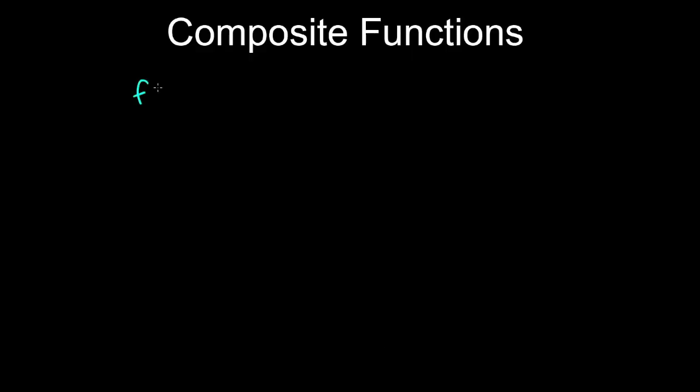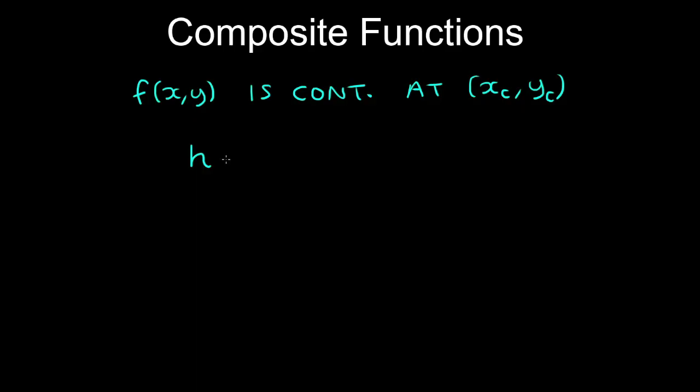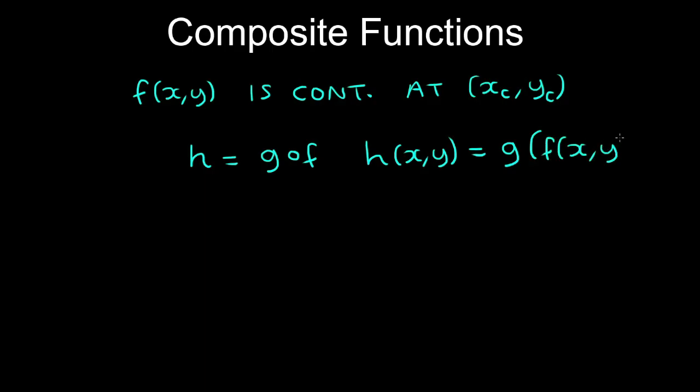If a function f of two variables is continuous at the point with coordinates xc, yc, then the composite function h, equal to a function g of a function f, being defined by h of x and y is equal to g of the function f of x and y, is also continuous at the same point.